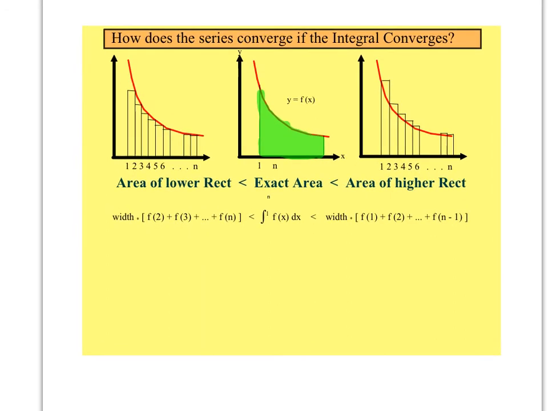Okay, so how does the series converge if the integral converges? Alright, this is just talking about what we just looked at, right? Let's consider this situation right here, just the representation of some series, right? So this first rectangle would be a sub 1. The second rectangle would represent a sub 2, etc. on down the line for an infinite number of terms, right?